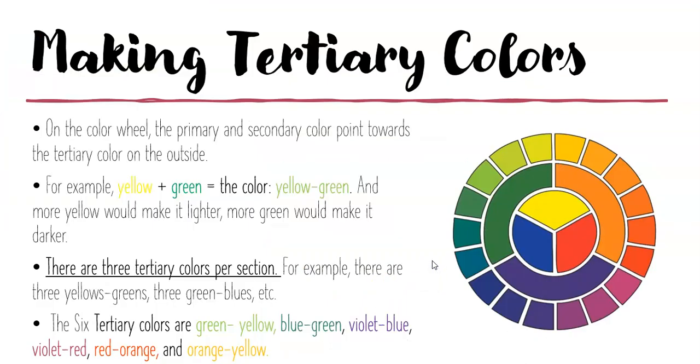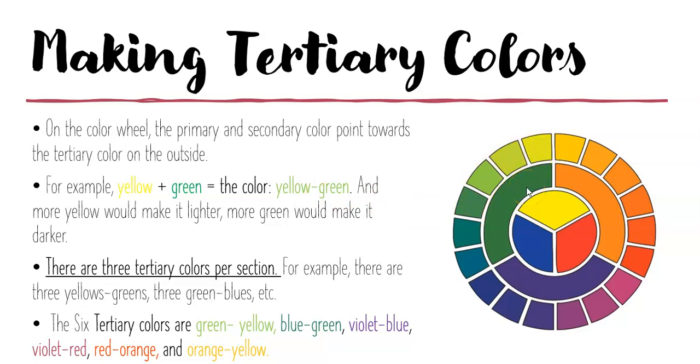All right, so making tertiary colors. So on the color wheel, the primary and the secondary color point towards the tertiary color on the outside. Okay, so in this color wheel, that's what we are looking at here. So if we're looking at yellow and orange to create yellow-orange, it's pointing right at it, right here is our yellow-orange. Okay, same with, for example, yellow plus green, you get the color yellow-green, and more yellow would make it lighter, more green would make it darker. So we have this whole area here is our yellow greens.